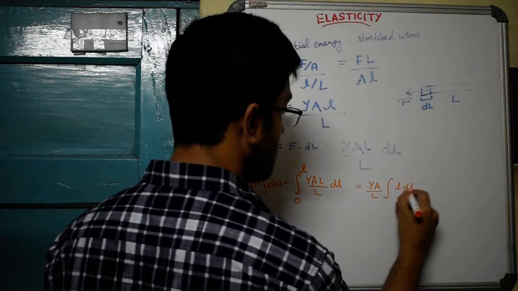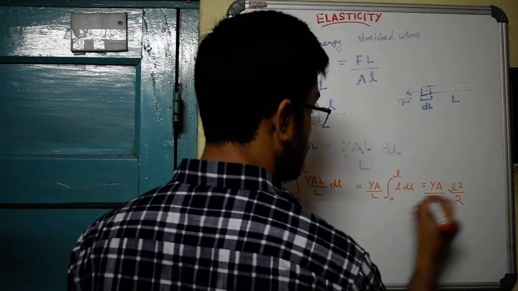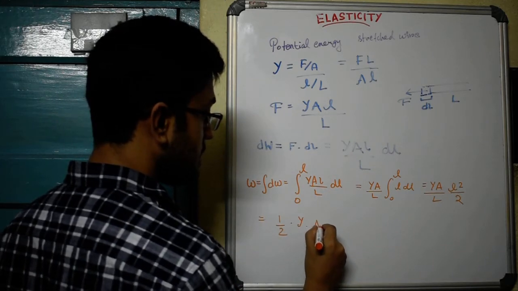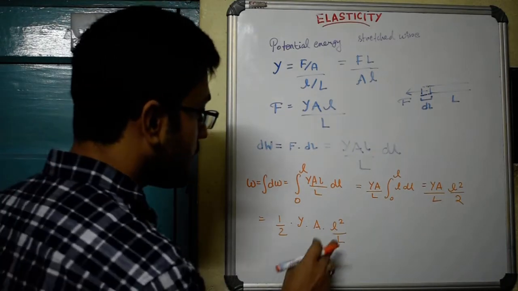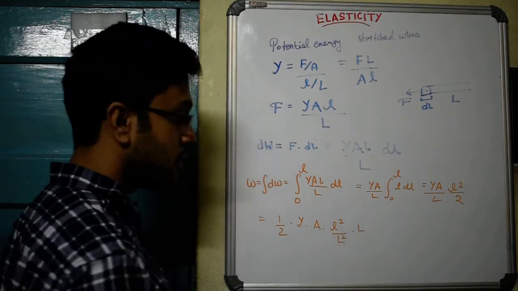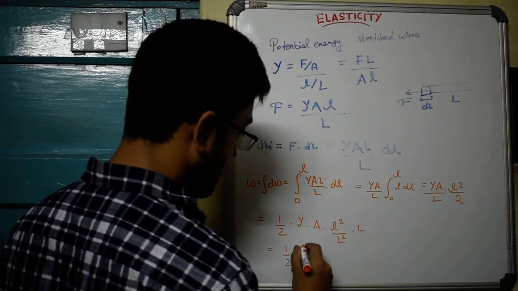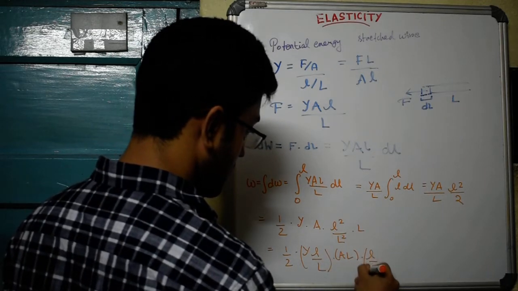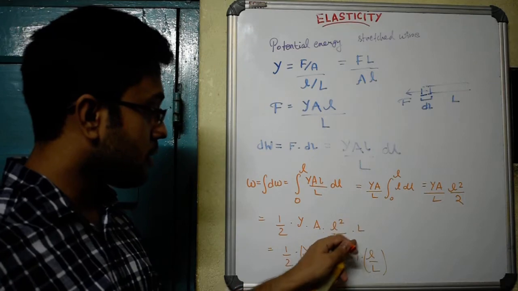This becomes LDL, so it's basically YA L square by 2, that is half into Young's modulus into area into L square by L. Now what I will do here is multiply top and bottom by another L, so that will become L square into L. Now I will rearrange this as half into Y into (l by capital L) within one bracket, A into capital L within another bracket, and l by capital L. So I broke down this L square by L square, and here I multiplied top and bottom by L.